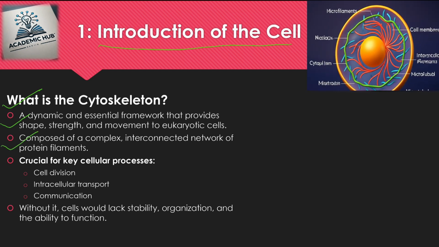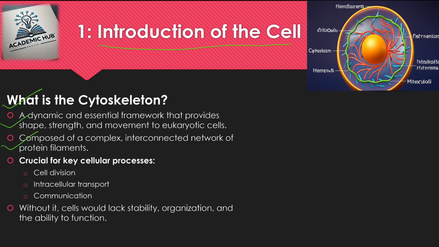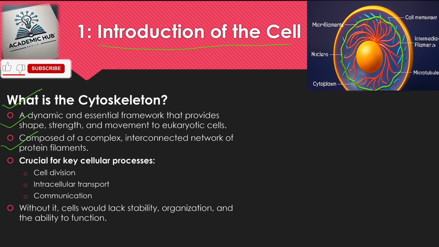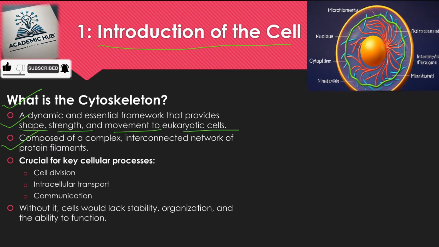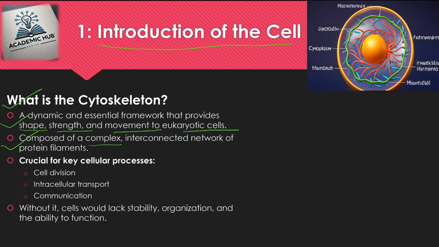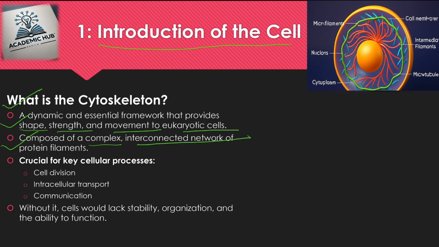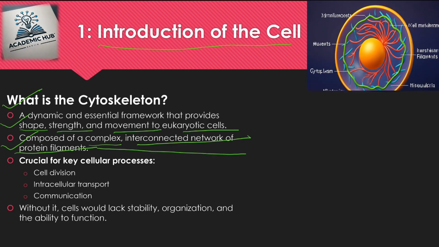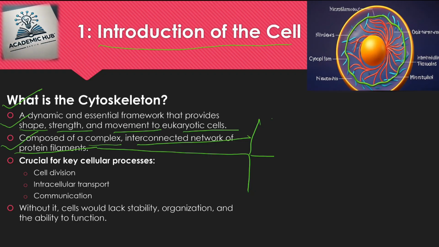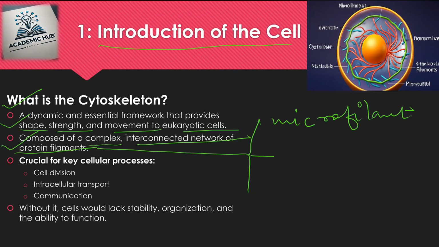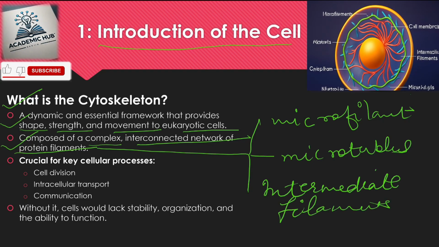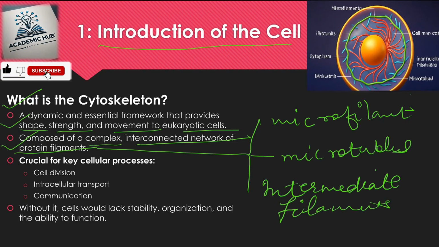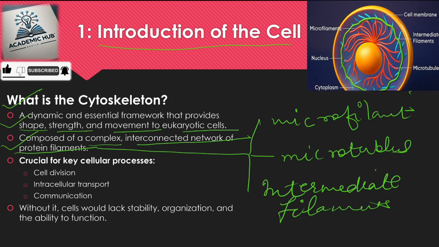So the cytoskeleton is a dynamic and essential framework that provides shape, strength and movement to the eukaryotic cell. It is composed of a complex interconnected network of protein filaments. These are the three protein filaments: microfilaments, microtubules and intermediate filaments. So these are an interconnected network of protein filaments.